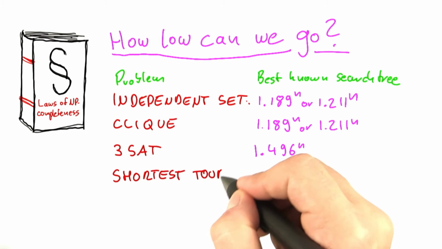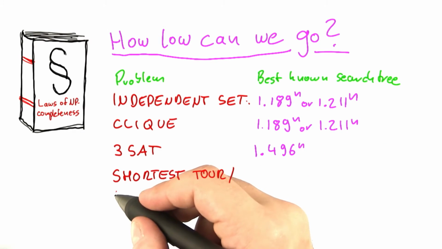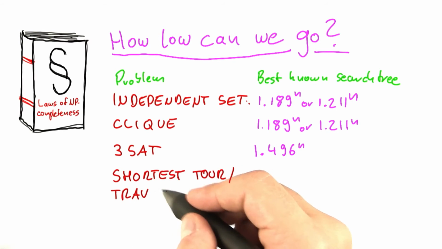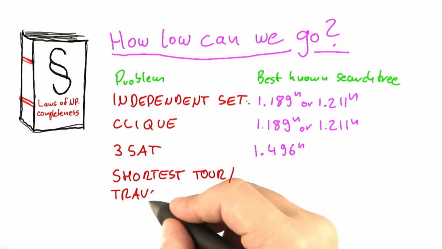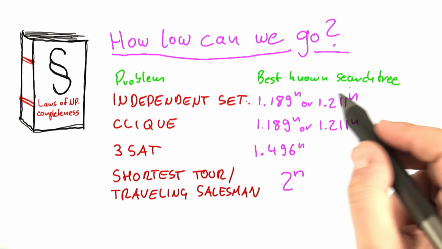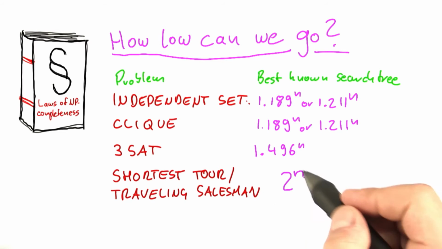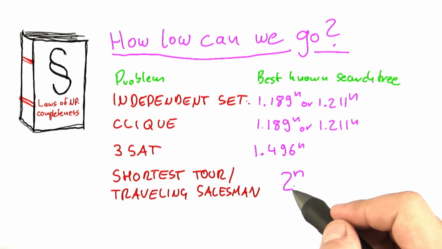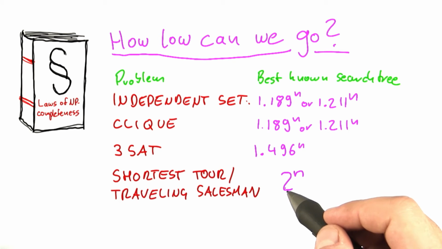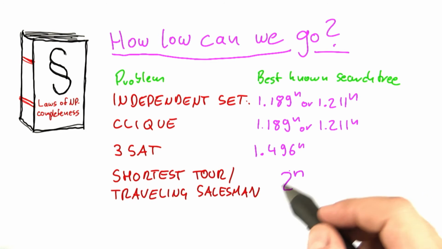Now, what about shortest tour, or more generally, the traveling salesman problem, which is shortest tour, only that you can only visit a city exactly once? And this is a very interesting one because the best algorithm, well, it's not even really a search tree, has an exponential factor of 2 to the power of n. So here, it's still an open research problem to find out if you can design better search algorithms for this problem.